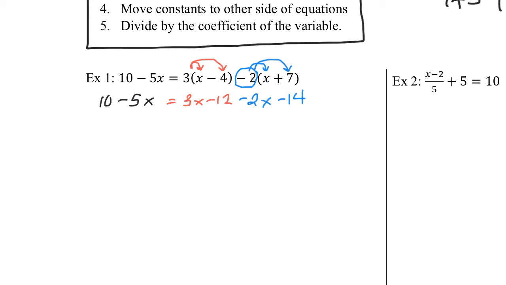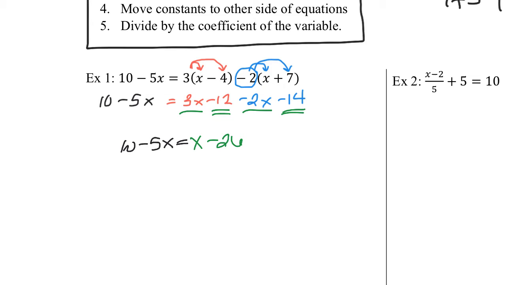Now, before we start moving things across the equal sign, let's clean up what we can. So I'm going to combine like terms. On the left, I have a 10 and a negative 5x. These are not like terms because they both don't have an x. On the right-hand side, I have a 3x and a negative 2x that I can combine to make 1x. And then negative 12 minus 14 makes negative 26. Again, the left-hand side is just going to stay 10 minus 5x.